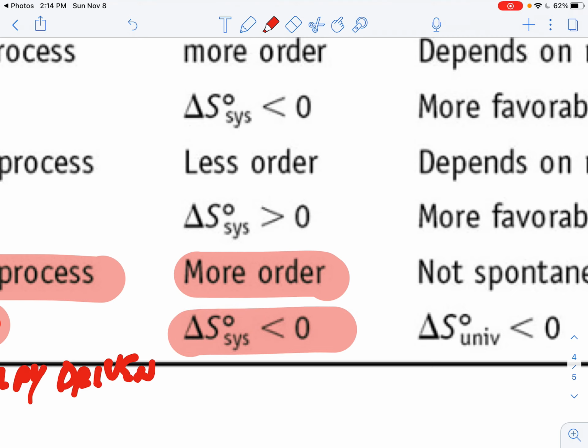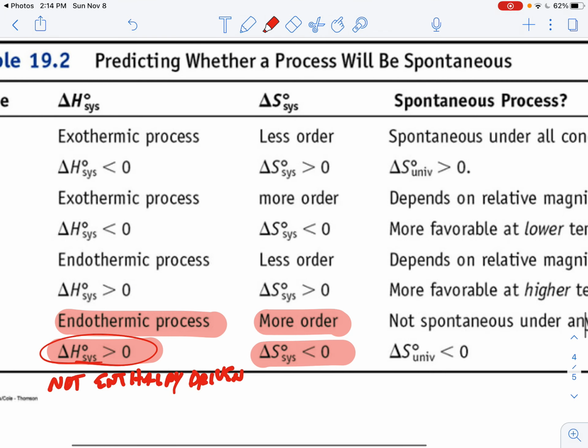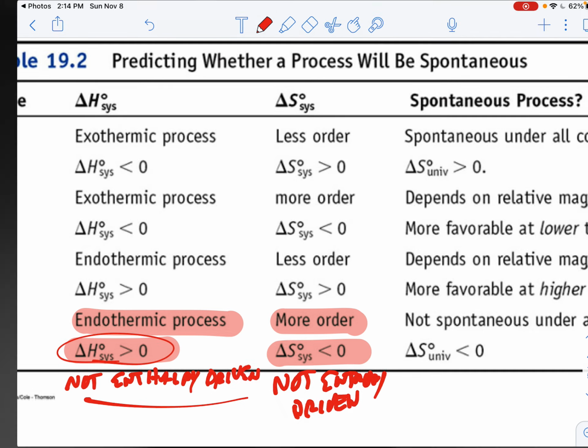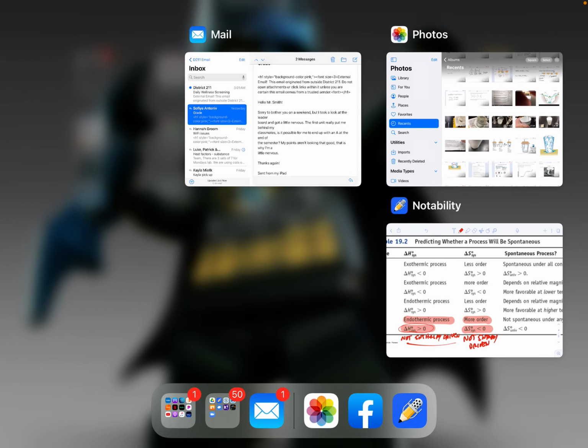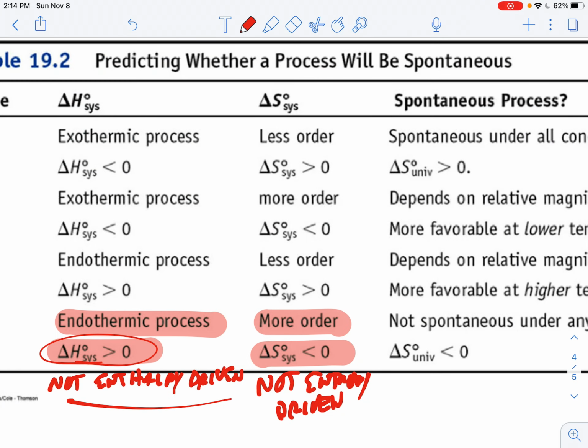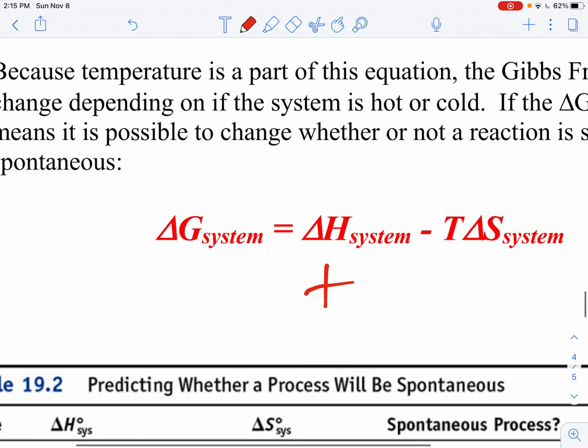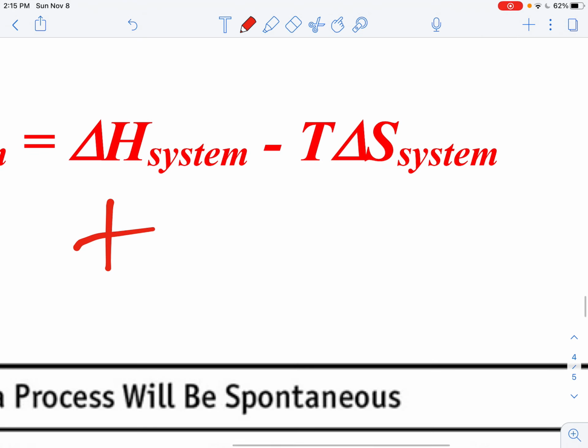And then what would happen if my delta S of the system is less than 0? It's more order, or more to the point, it's less disorder, right? Well, think about that. That is not entropy driven, because the universe likes it to be more chaotic. So if it's not being driven by the enthalpy, and it's not being driven by the entropy that's here, then what's driving it? And the answer is nothing. It will never be driven.